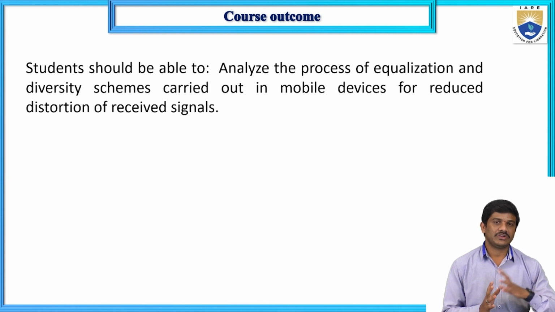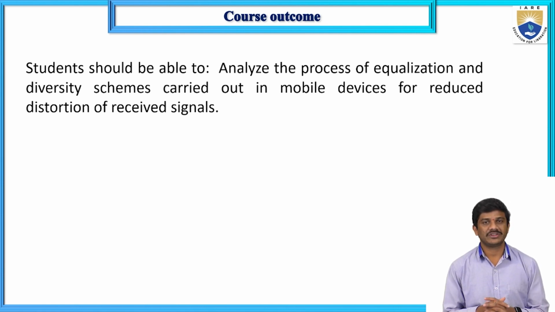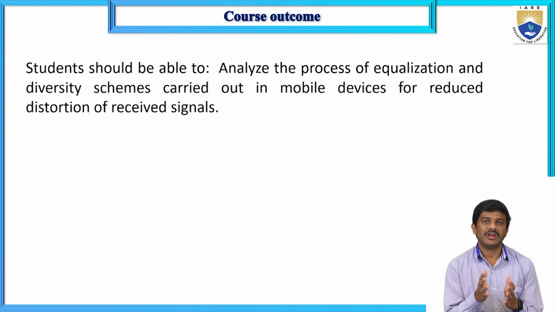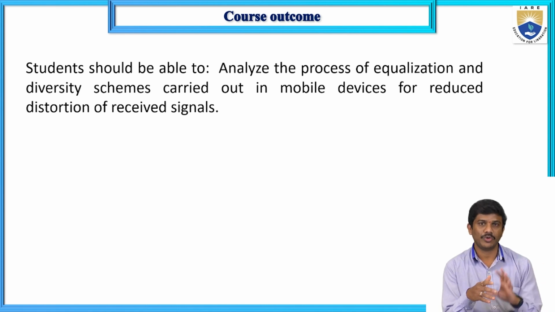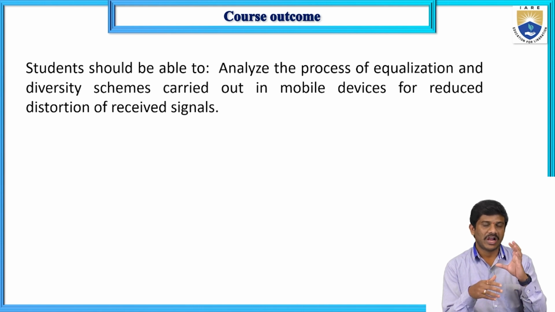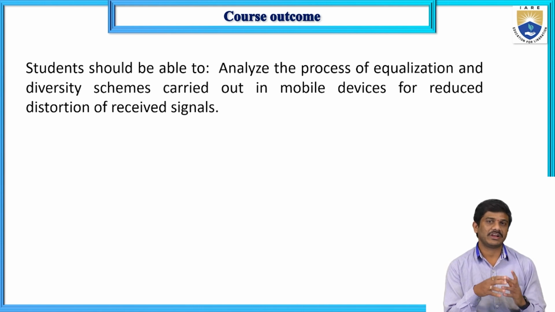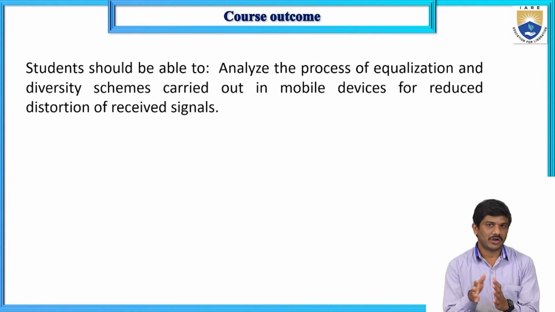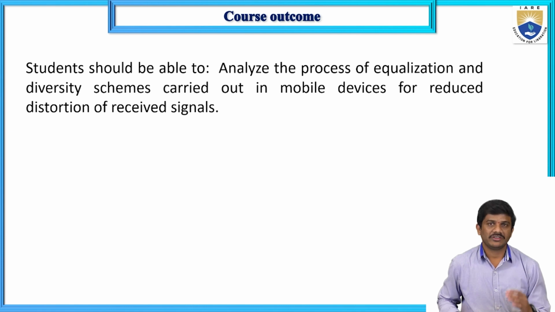Actually, in the first module we discussed interference, and in the second module we discussed propagation. Propagation is nothing but small scale area and also large scale area. With that, we have some disadvantages. We can overcome these disadvantages by this module, that is equalization and diversity. The student can learn the process of equalization and diversity schemes.